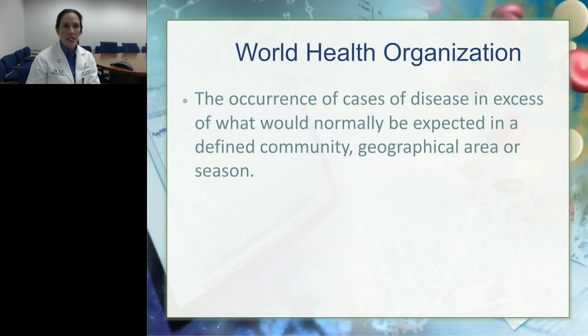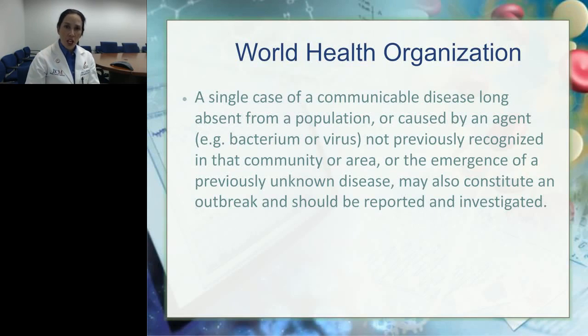The World Health Organization tends to have a more global perspective, as you would expect, and their definitions are twofold. The first is generally an occurrence of cases of disease in excess of what you would normally see in a defined community, geographical area, or perhaps season, so a point in time kind of thing. They also make an exception for certain communicable diseases, where a single case that may have been long absent from the population, or caused by an agent that has not been previously recognized in the community or area, is an outbreak.